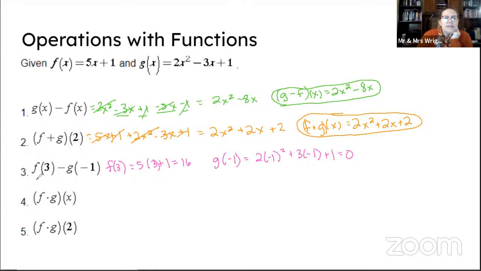All right, so I did this and I did this, but what about the subtraction right there in the middle? What you're going to do is take our f of 3. What did we get for f of 3? We got 16. So we're going to do 16 minus what we got for g of negative 1. What did we get for g of negative 1? 0. 16 minus 0 equals 16. So f of 3 minus g of negative 1 is 16, and that is your final answer.